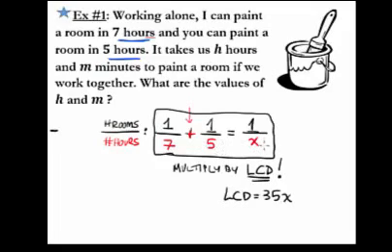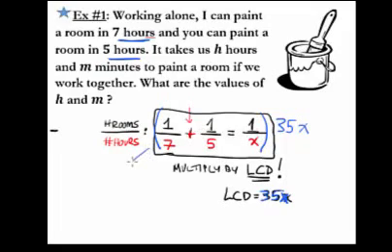So what we're going to do is we're going to multiply. Here, let's do it in a different color. So we know that the LCD is 35x. So we're going to take this whole equation and multiply everything by 35x. Now the question is, can we do that? Well, sure we can, right? If I have an equation, I can multiply each side of the equation by the same thing. I'm not really changing anything, right?